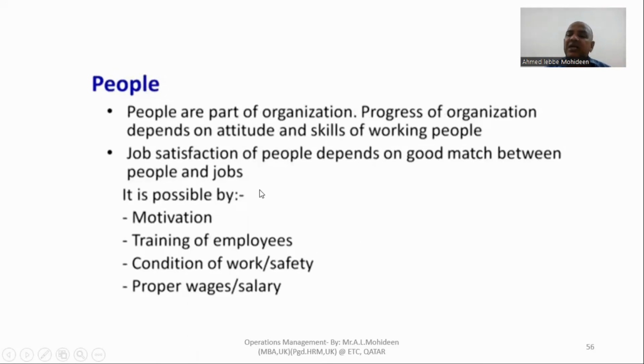The people are connected with their motivation. If you motivate and train them, and provide proper conditions of work and proper wages and salaries, these are the areas you have to focus on in your operations. If you don't give people salary, then they are not going to work. If you don't provide safe and healthy working conditions, they will get sick. And if you don't give training to the employees, people are not going to perform as you expected. And definitely you have to give motivation to the people.